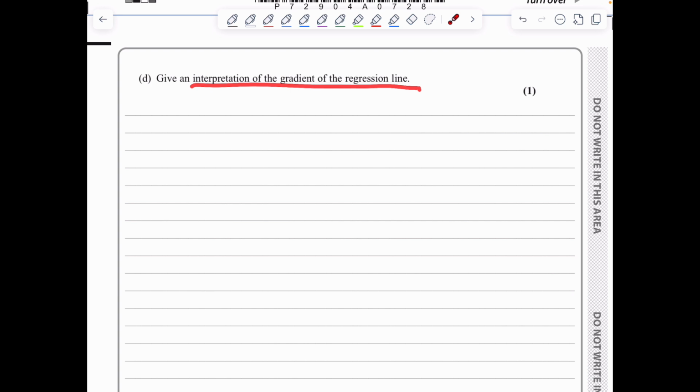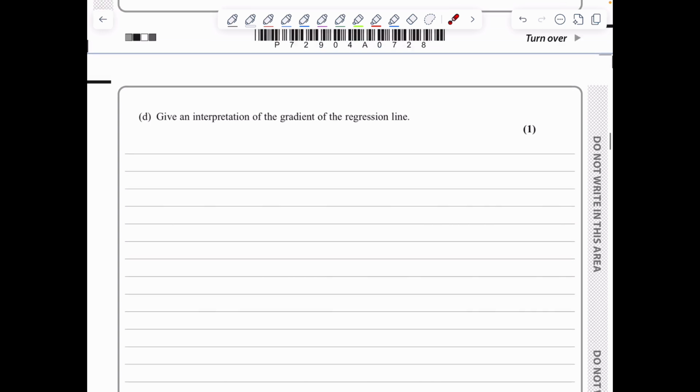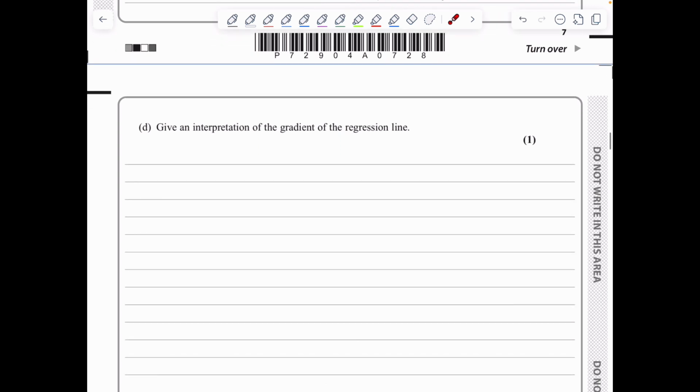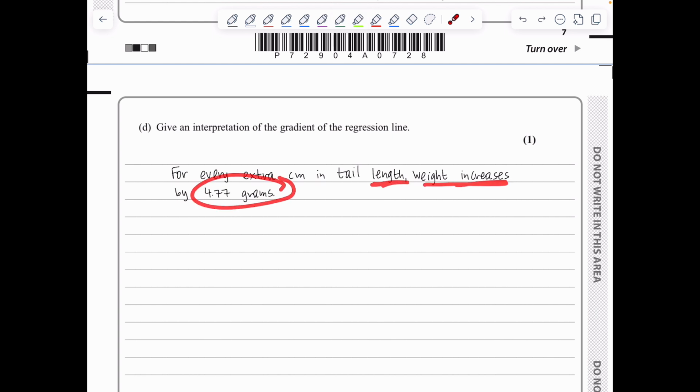In part D, we're asked to give an interpretation of the gradient of the regression line. We know that the gradient represents the increase in y for every unit increase in x. So in our case, the gradient was found to be 4.77. Our x is t, it's the tail length in centimeters, and our response variable, our y, is w, which is the weight. So we can easily conclude that for every extra centimeter in tail length, the weight is increasing by 4.77 grams.